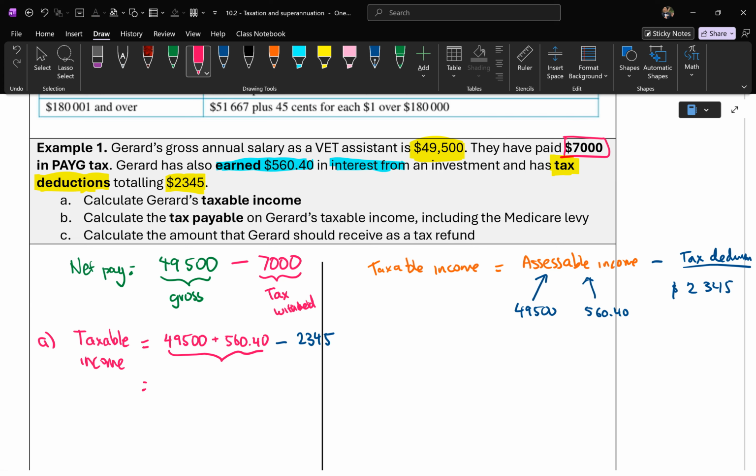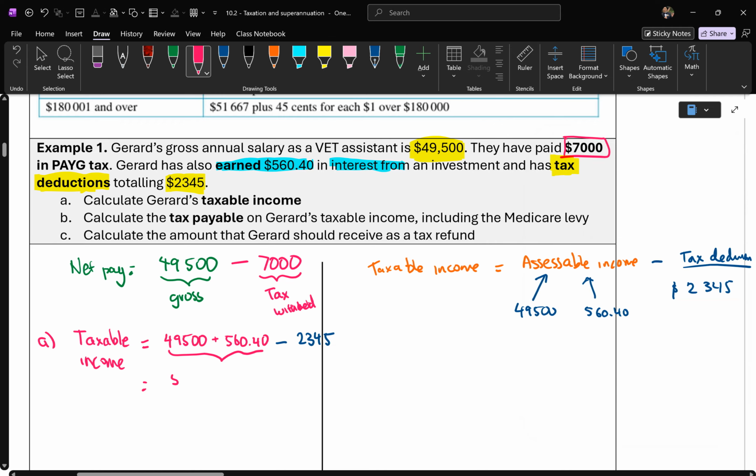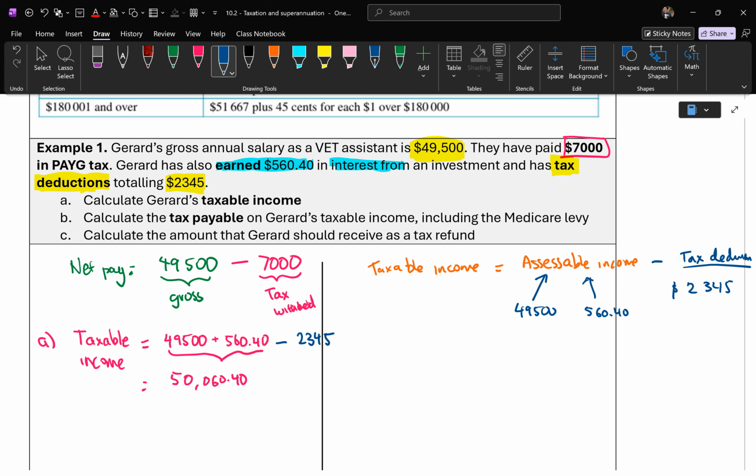Let's work out the total amount. So taxable income, I'm going to use my calculator. Here we go, $49,500 plus $560.40 gives you $50,060.40. That's how much he earned in total. But we're going to minus the tax deduction. So this is the best he can do so far in reducing his taxable income.